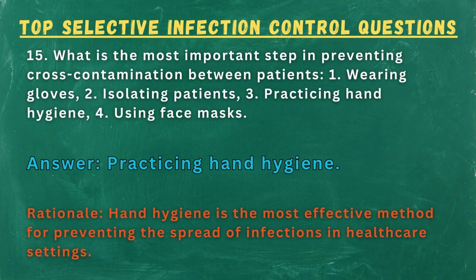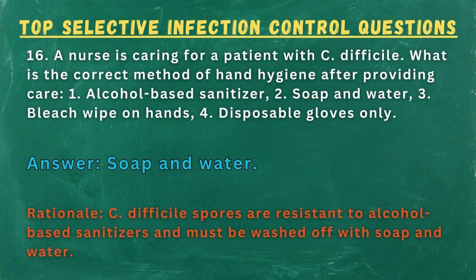Hand hygiene is the most effective method for preventing the spread of infections in healthcare settings. 16. A nurse is caring for a patient with C. difficile. What is the correct method of hand hygiene after providing care? 1. Alcohol-based sanitizer. 2. Soap and water. 3. Bleach wipe on hands. 4. Disposable gloves only. Answer: Soap and water. Rationale: C. difficile spores are resistant to alcohol-based sanitizers and must be washed off with soap and water.